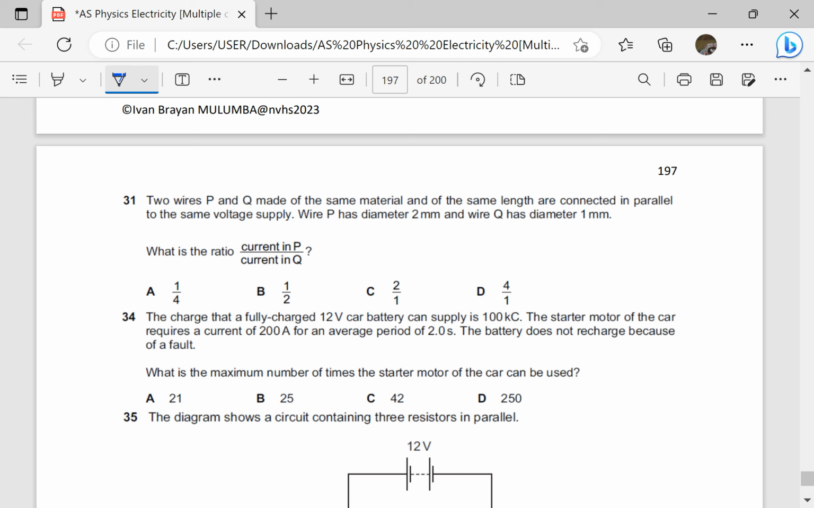Two wires P and Q are made of the same material. That means they have the same resistivity, and of the same length L, are connected in parallel. So that means the PD across them is the same. Wire P has diameter 2 millimeters and wire Q has diameter 1 millimeter. What is the ratio of current in P over current in Q? So this is just a question we have already answered.